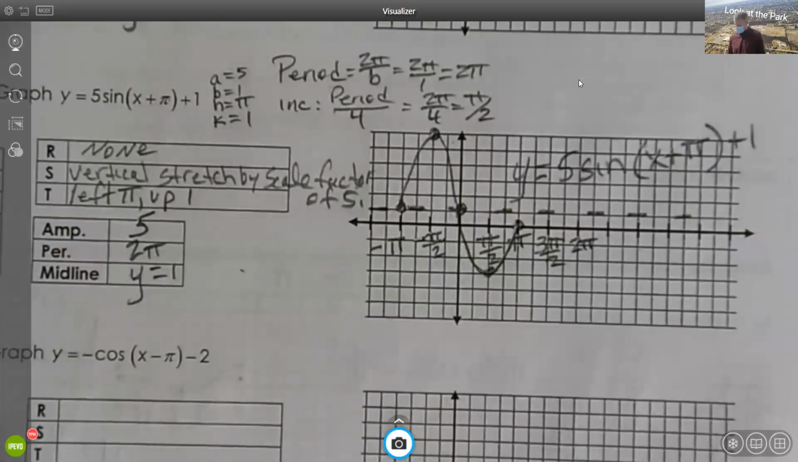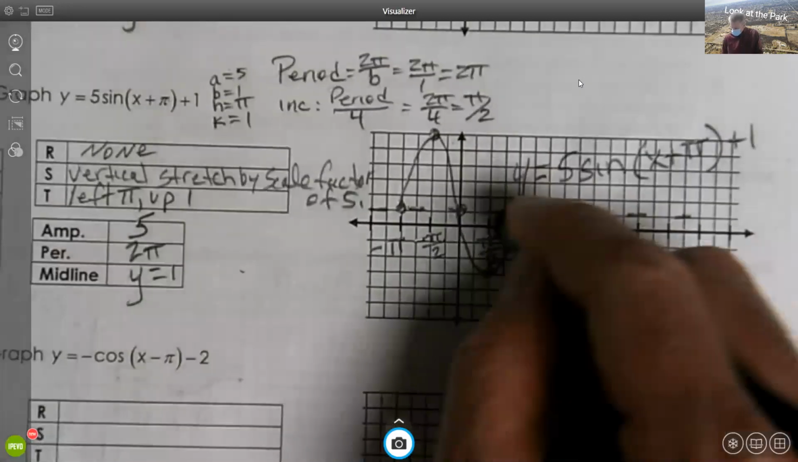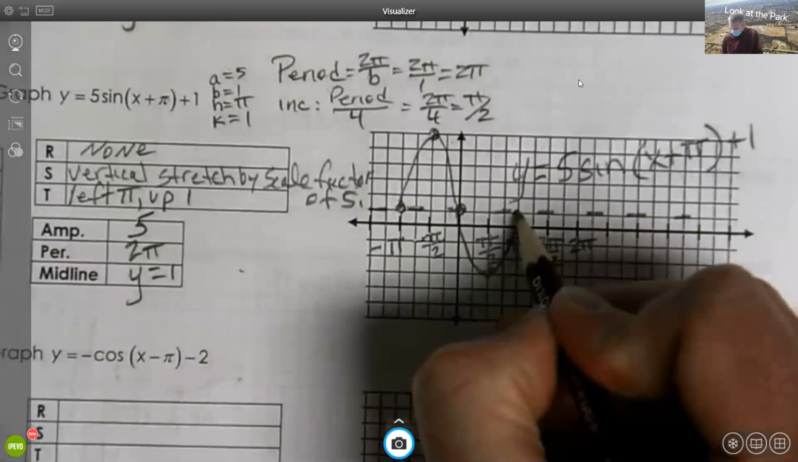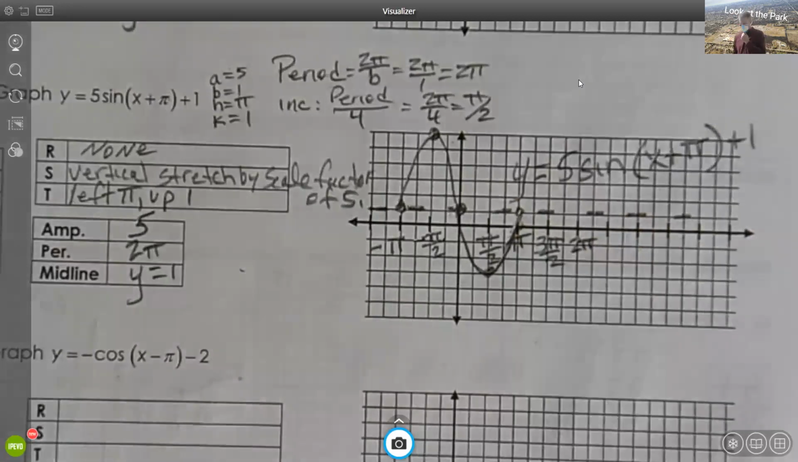Oh, I did land short of that, didn't I? That's kind of silly. Get so used to landing on the x-axis. We should go all the way to that midline. Good work. Thanks for noticing.